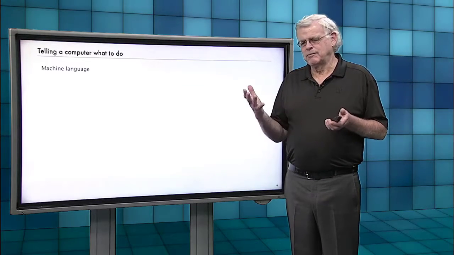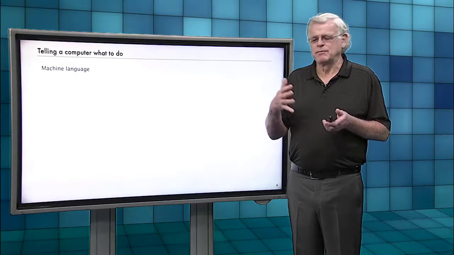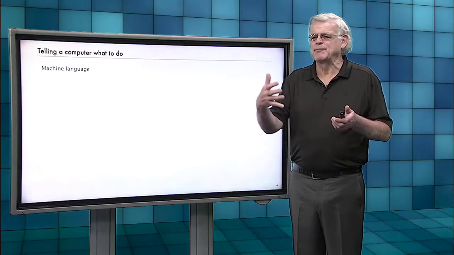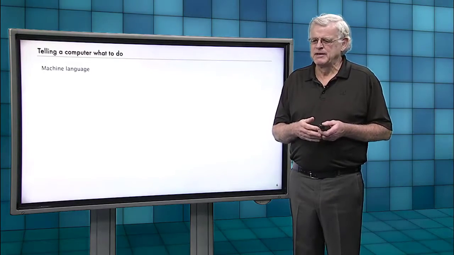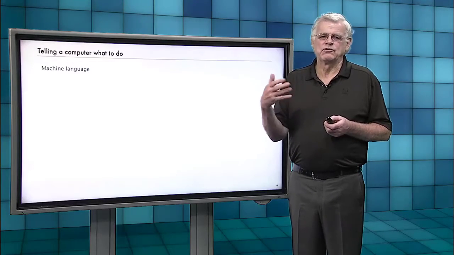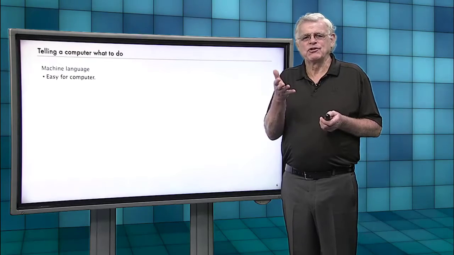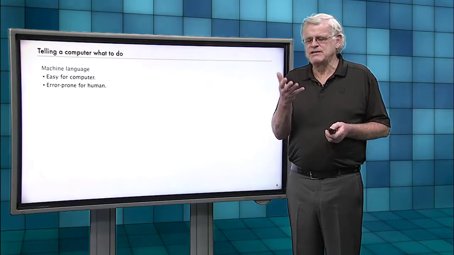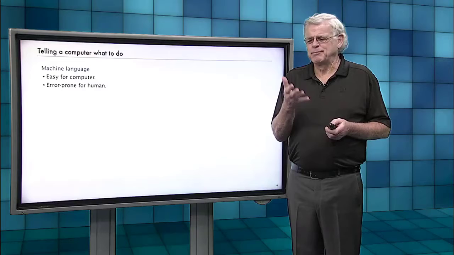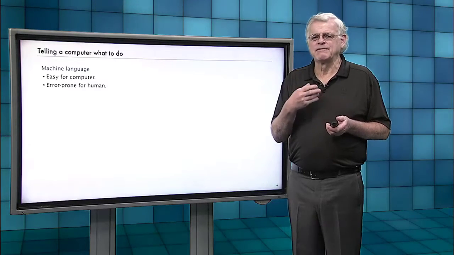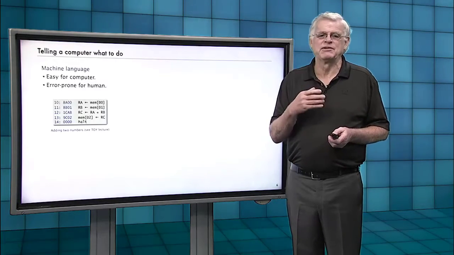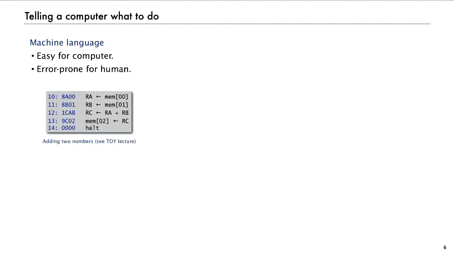Now, there are plenty of different ways to tell a computer what to do. When you use an app, you're kind of telling a computer what to do. At the lowest level, which we examine later on in part 2 of the course, there's machine language, which is the computer's language. It's very easy for the computer, but it's pretty detailed and very error-prone for a human to do. And this is the kind of code that illustrates machine language. This is to add 2 numbers. And we'll have a lecture on that in the second part of the course.